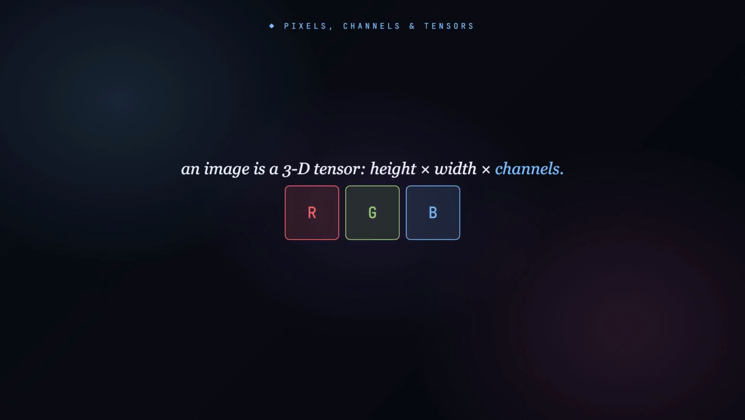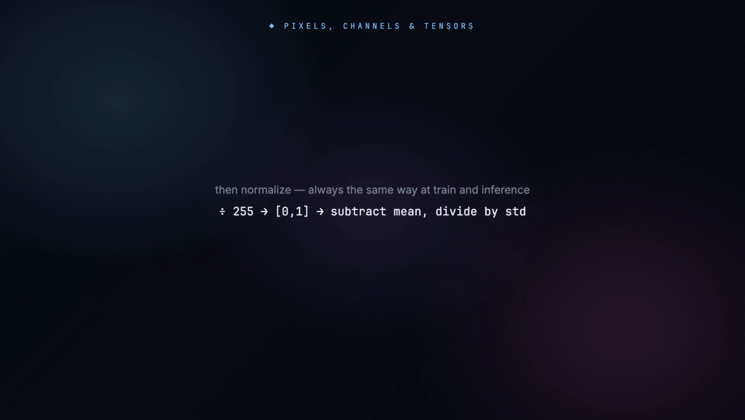To a computer, an image is a three-dimensional tensor, height by width by channels. A color image has three channels: red, green, blue. A 1024 by 768 image is shaped 3 by 768 by 1024. And here's the key idea. After the first convolution, the channels stop meaning colors and start meaning learned features.